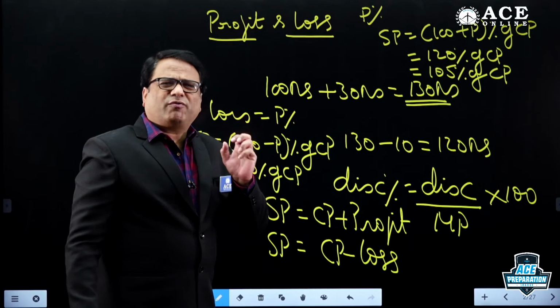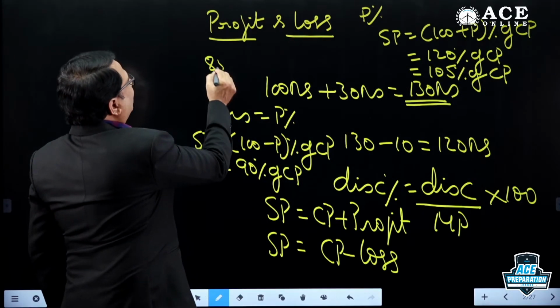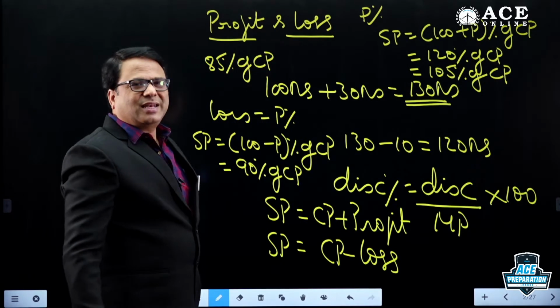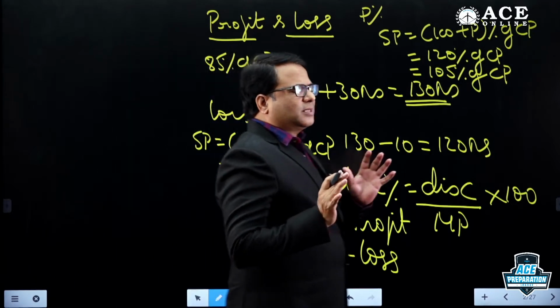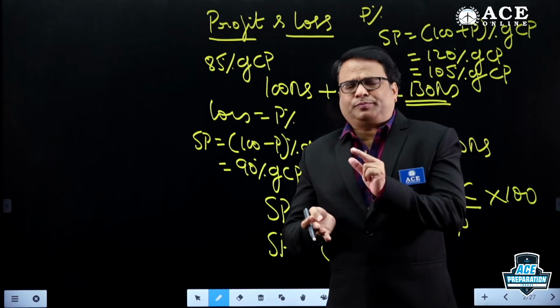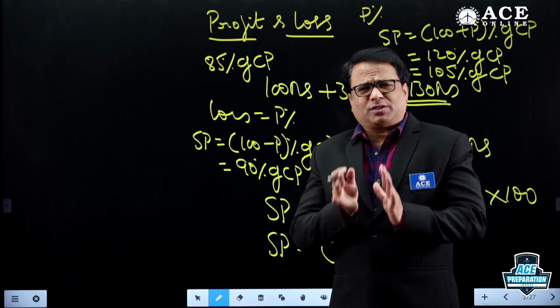Suppose there is a loss of 15%, then I can write selling price as 85% of cost price. So these are some basic points that you need to remember. So I will just revise whatever basic points we have discussed so far.